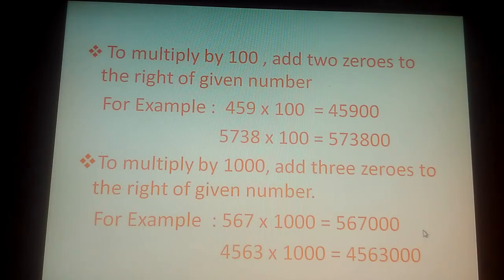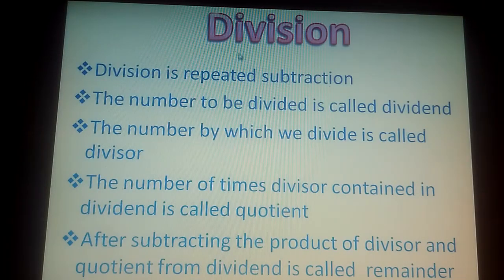Now let us discuss division. Division is repeated subtraction. The number to be divided is called dividend. The number by which we are dividing is called divisor. And the number of times divisor is contained in dividend is called quotient. And what remains after subtracting the product of divisor and quotient from dividend is called remainder.